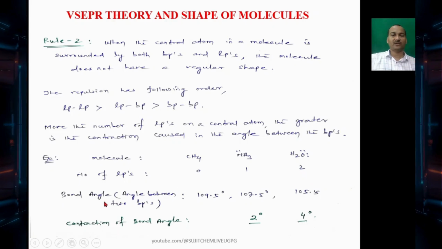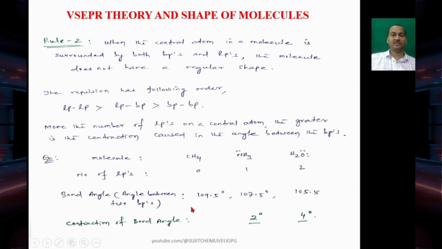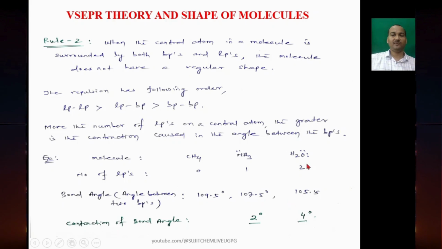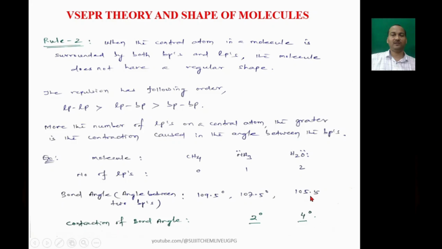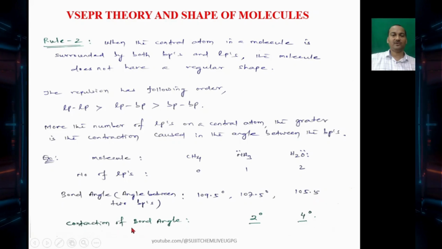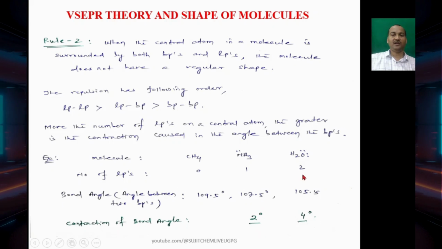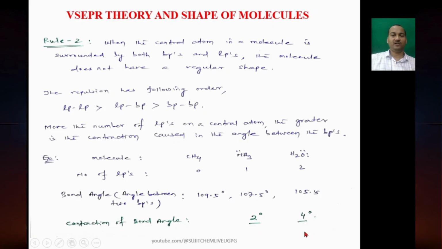Regarding the number of lone pairs, methane has 0, ammonia has 1 and water has 2 lone pairs. So bond angle reduces from 109.28 to 107.5, and finally in water we have 105.5. So contraction of bond angle, in case of ammonia, is by 2 degrees and in case of water by 4 degrees.